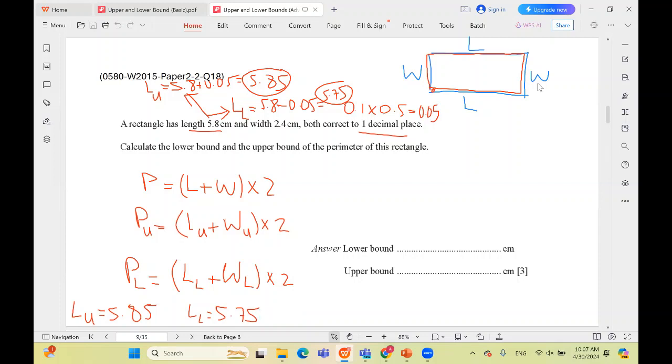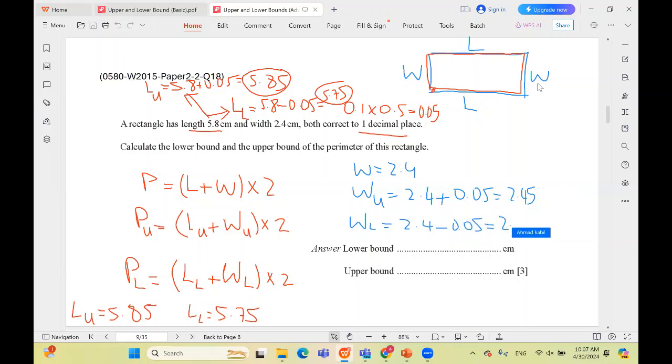So W equals 2.4. Therefore, W upper will be 2.4 plus 0.05, which is 2.45. And W lower will be 2.4 minus 0.05, and this is 2.35. And these are the values for W. Let's write them down: 2.45 and 2.35.